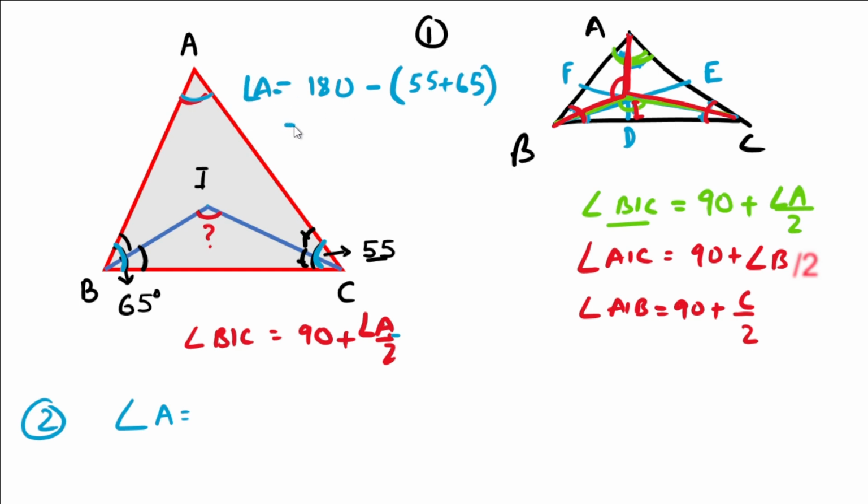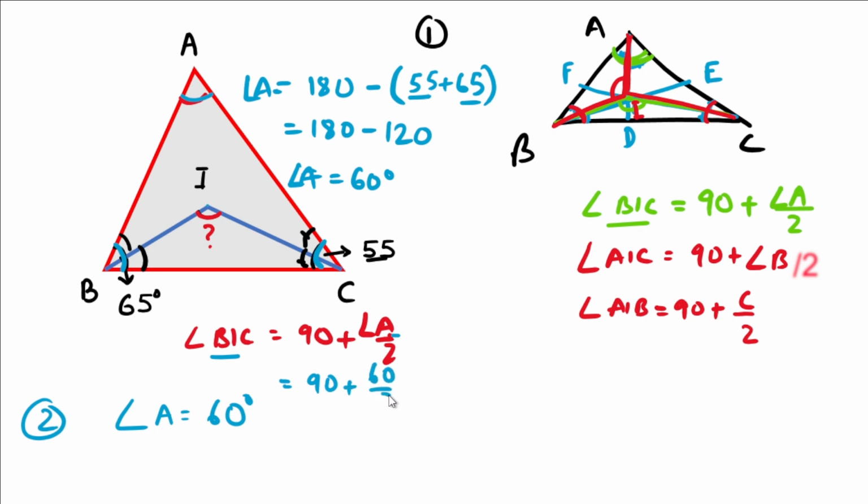So 180 degrees minus 55 and 65, that is 120 degrees, gives the value of angle A as 60 degrees. Now for calculating the value of BIC, that is 90 plus 60 divided by 2, which is 90 plus 30, and that will be 120 degrees. So this is the value of this angle, 120 degrees. This is the answer of this problem.